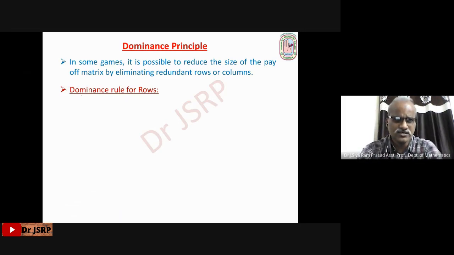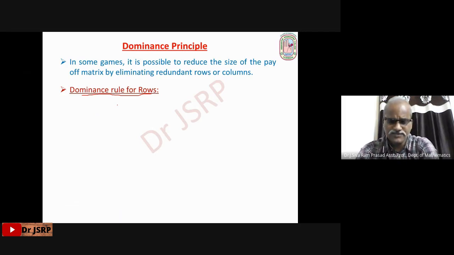Dominance rule for player A means dominance rule for rows. First of all, what is the nature of player A? You have to understand this concept, then only this principle can be easily understood. So what is the nature of player A? Player A is a maximin player. That means he tries to maximize his minimum gains.